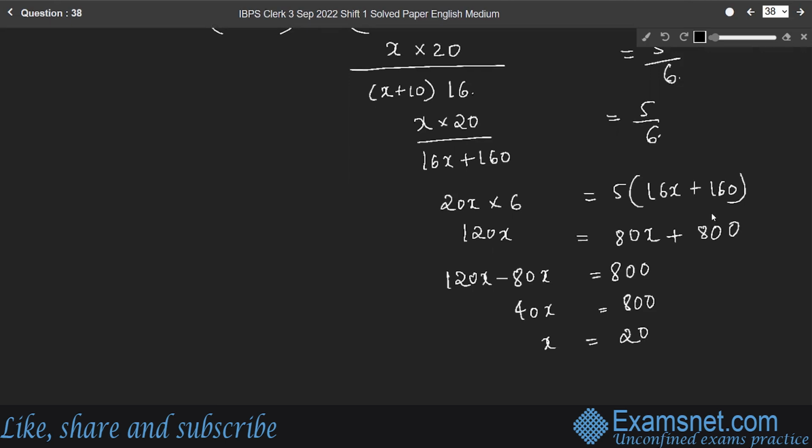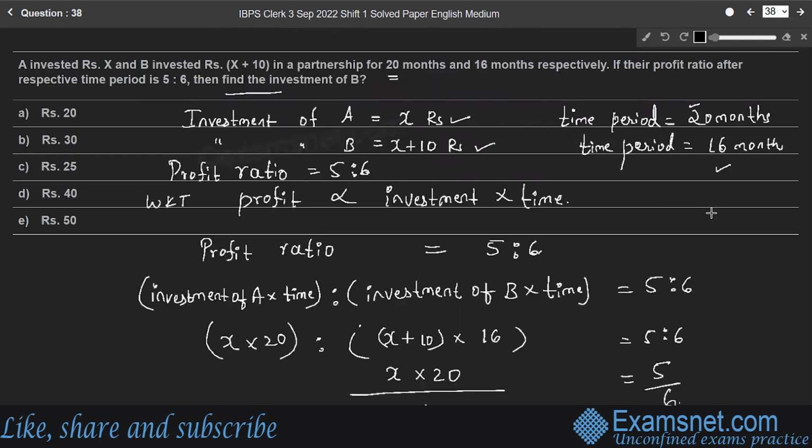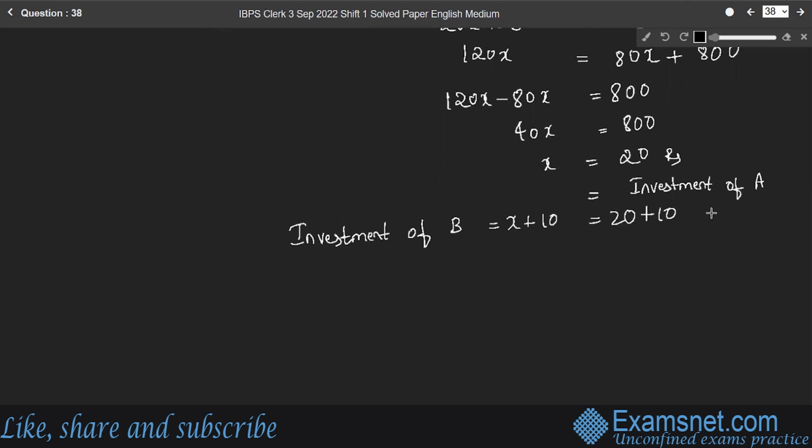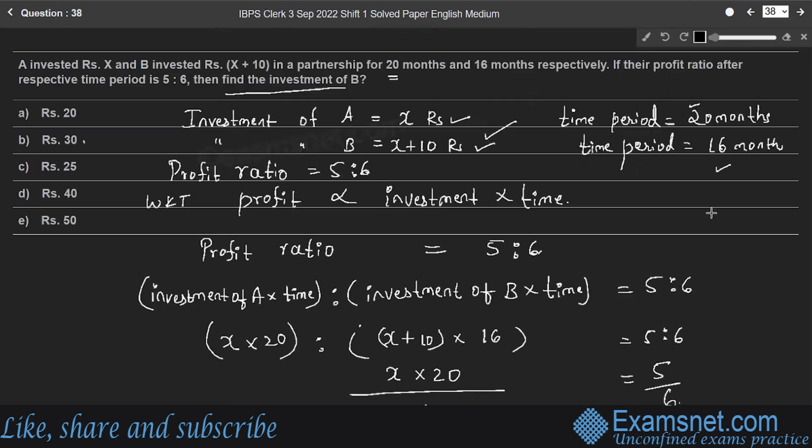Right? What is asked in the question? Here we need to find the investment of B, which is X plus 10. Therefore, here X is the investment of A, which is 20 rupees, whereas the investment of B is equal to X plus 10, which is 20 plus 10 is equal to 30 rupees. Therefore, option B is the right answer.